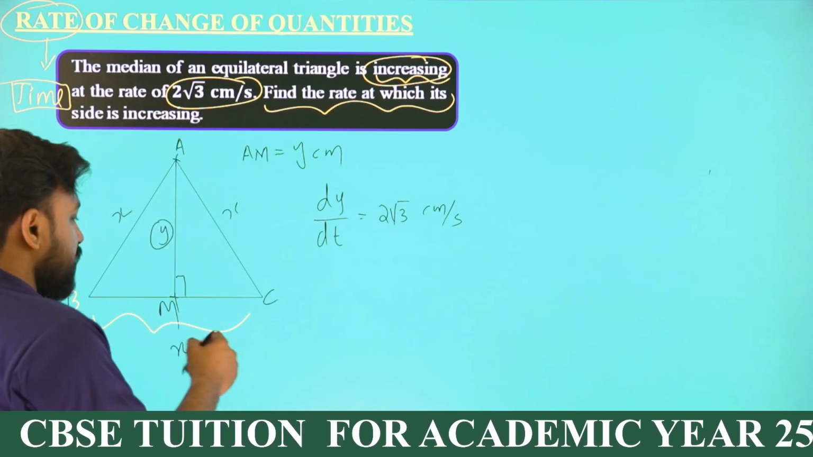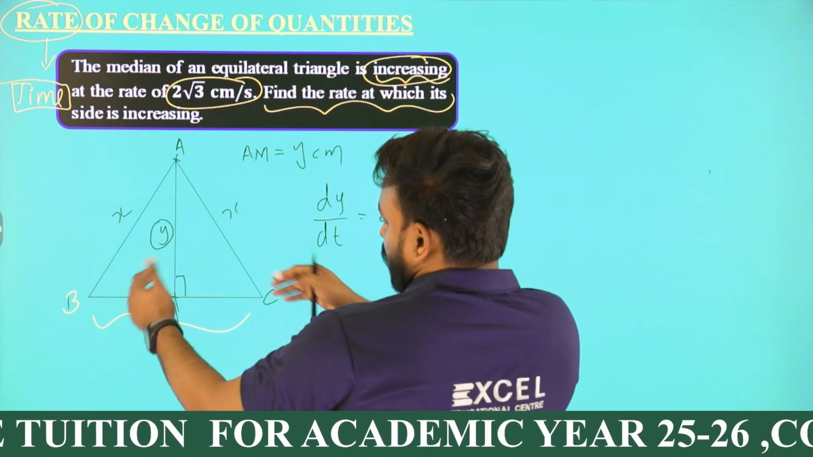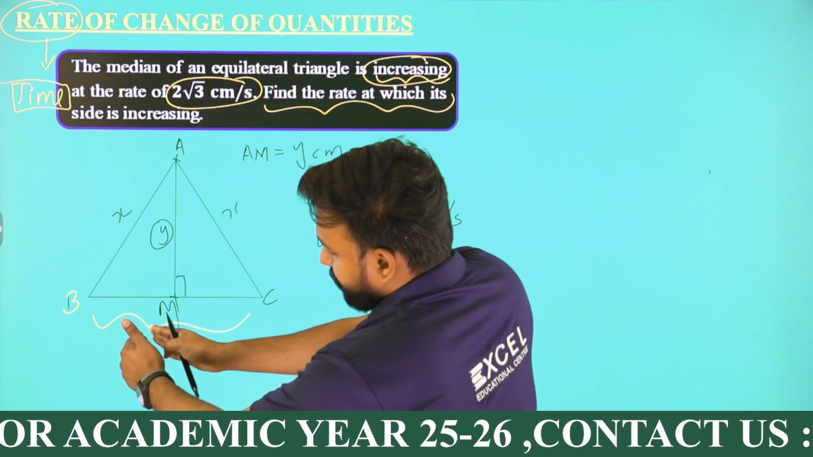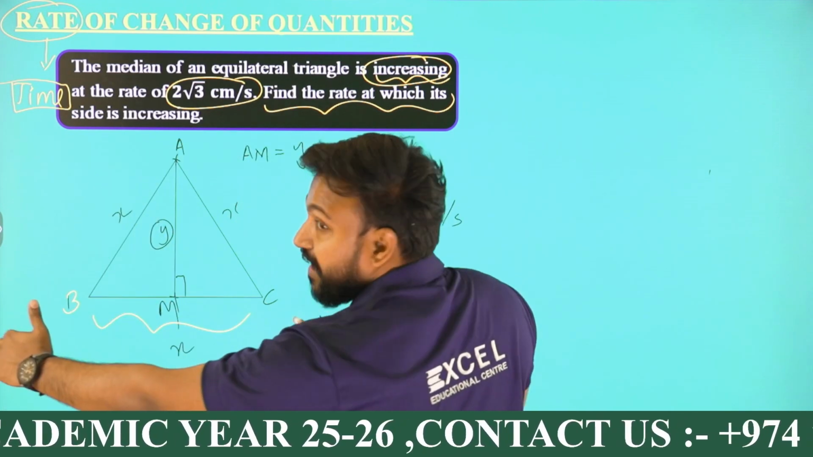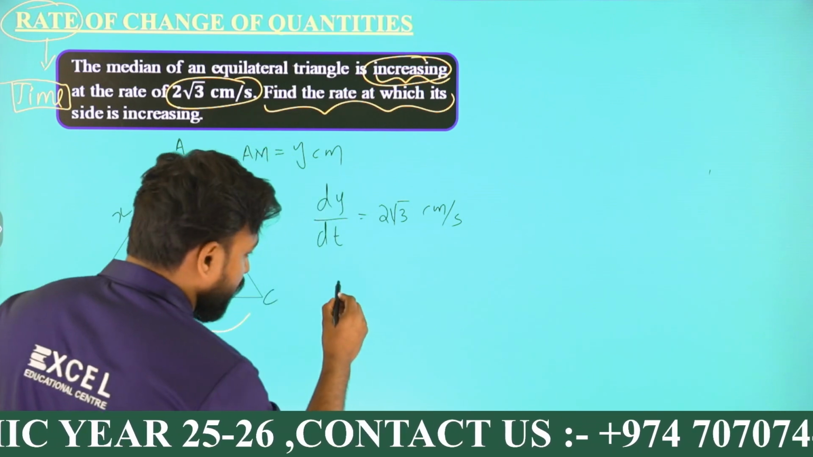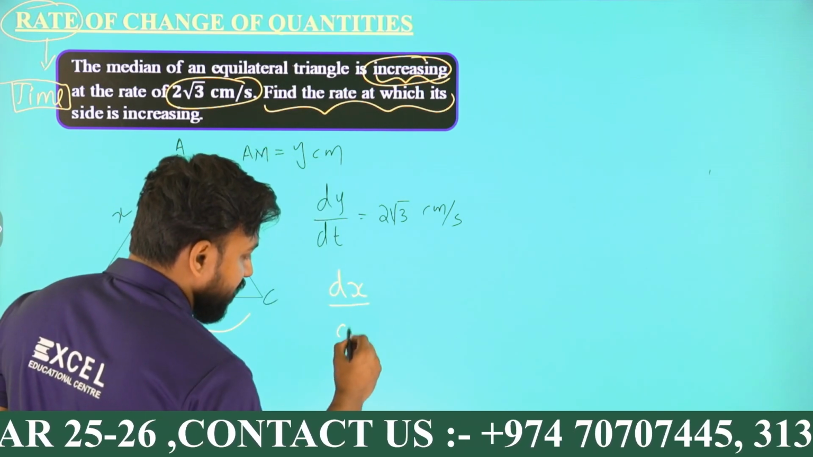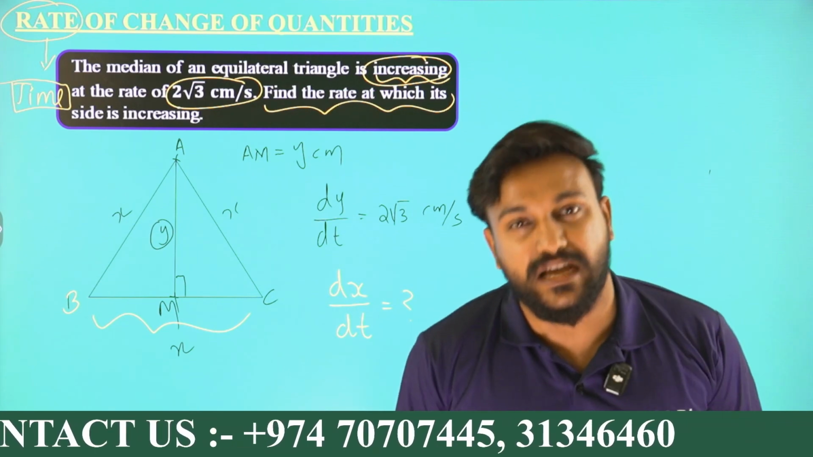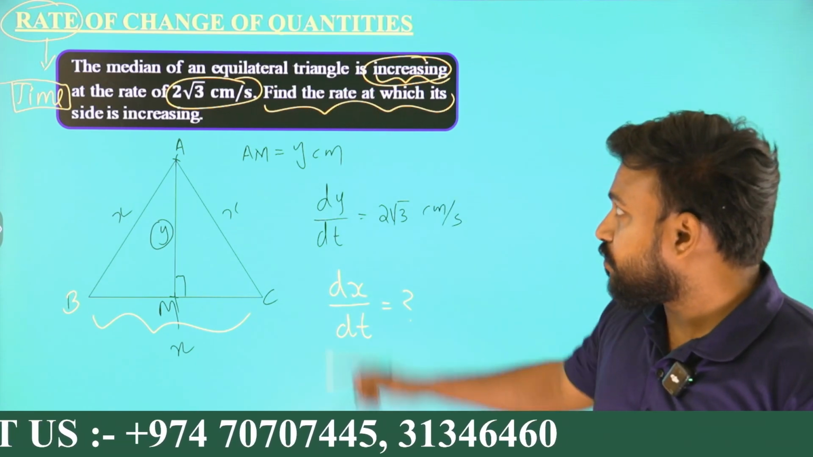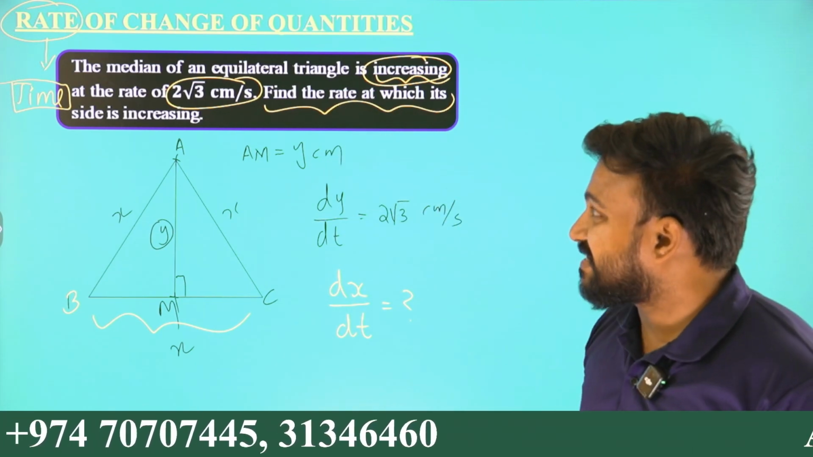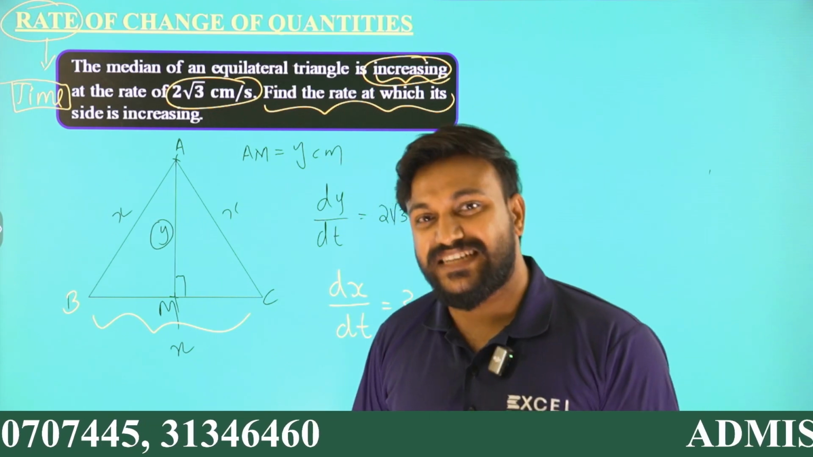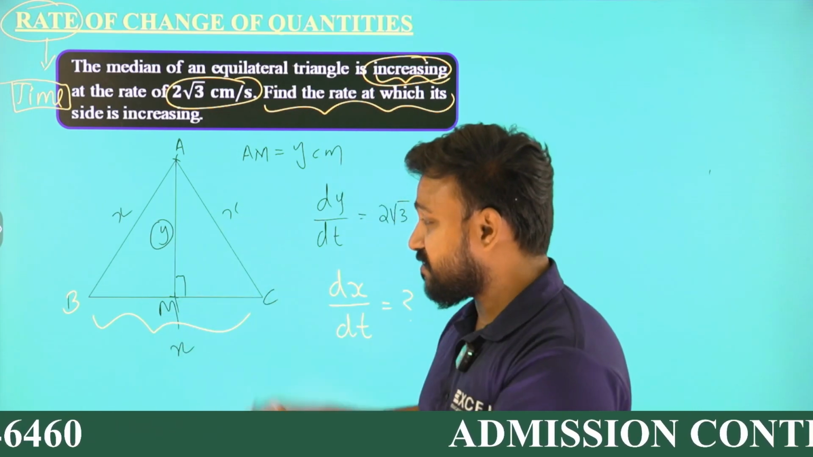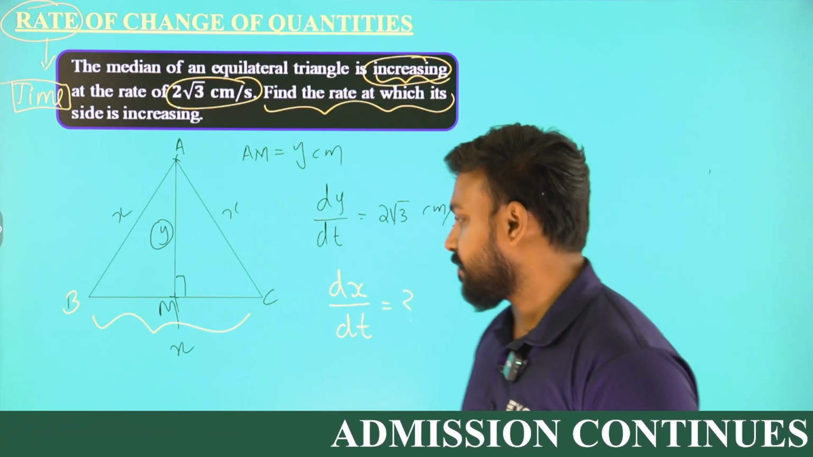When the length of the median is increasing, the sides also need to increase to adjust. So we need to find dx by dt. That's what they asked for. Find the rate at which its side is increasing, that is dx by dt. The length of one side is x. The length of all sides is x, because it's an equilateral triangle.